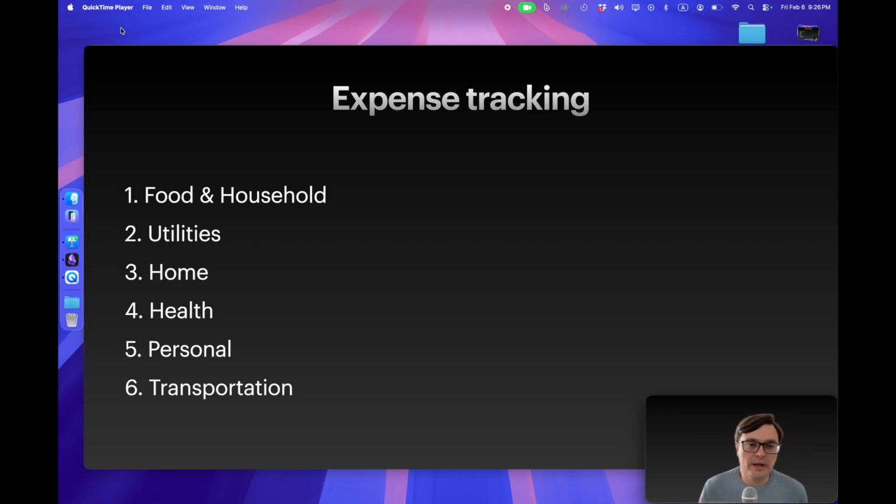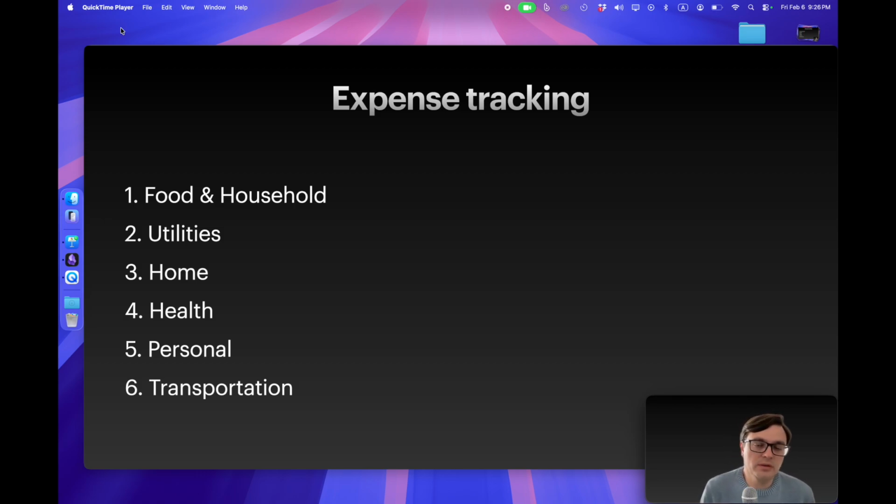And here are our categories. Number one, food and household. This is where we track our food, our hygiene products, our household items. Number two is utilities. Our electricity bill, our water bill, and things like that go here. Number three, home. When we rented, the rent would go here. Now we own a home, so we track our expenses here. And number four is health. It's our copays, our insurance payments and things like that.